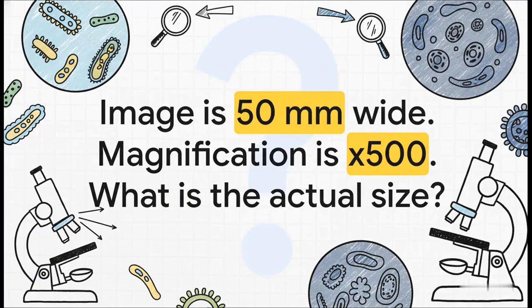Right, let's do one together. This is a pretty typical exam question. An image of a cell is 50 millimeters wide. It's been magnified by times 500. The question is, what is the actual size of the cell? Okay, let's use our 3-step method.